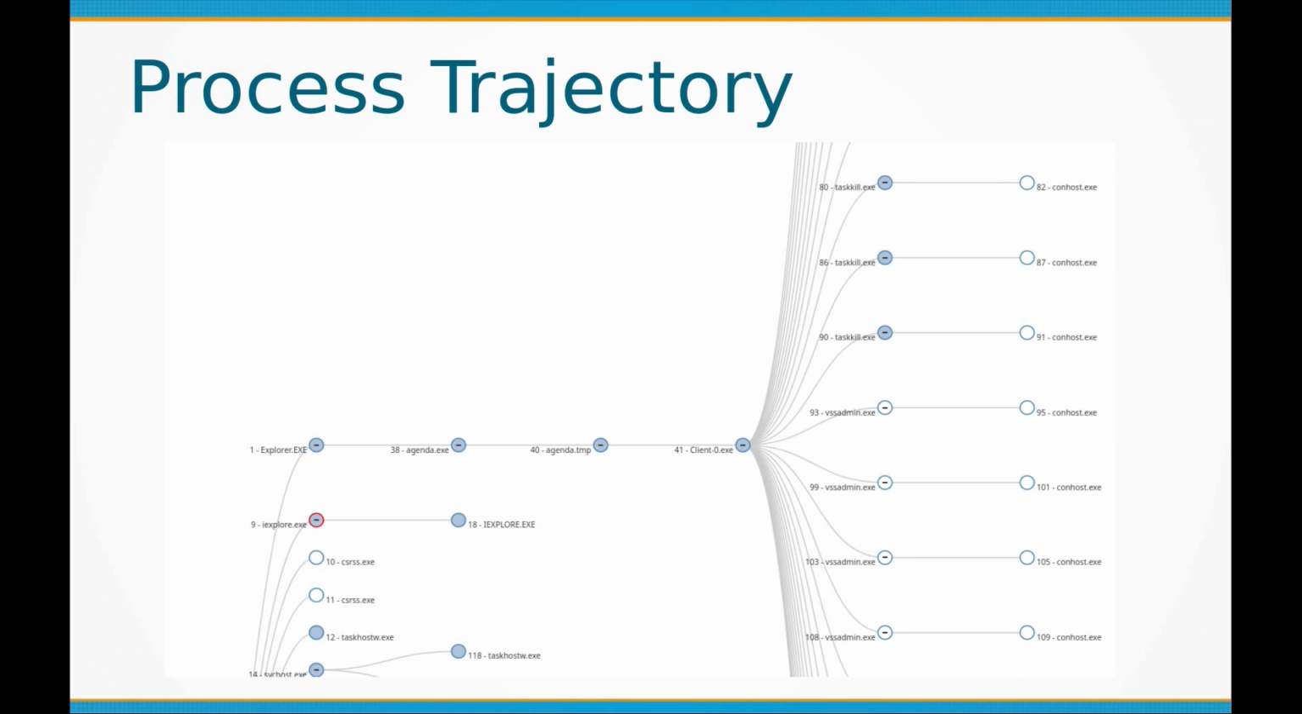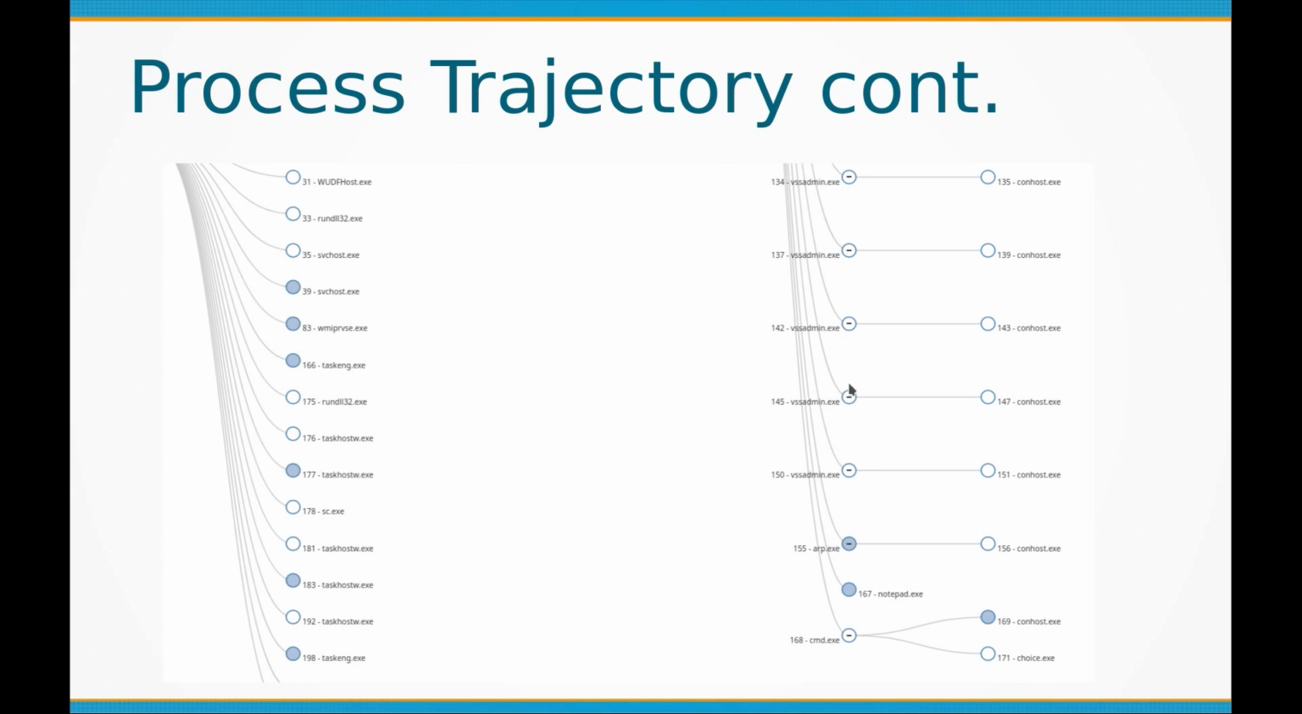So now to dissect this a bit more and see what it has actually done to the hard drive, other than the obvious of encrypting all the files. Firstly, the process trajectory. So I launched the file from Explorer, so that was agenda.exe being launched. It launched another temp file and created a file called client0.exe, which went and launched a lot of other processes: taskkill and conhost, vssadmin, conhost. And that pretty much went on until it launched ARP and Notepad.